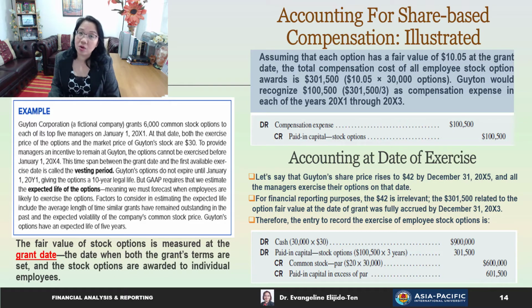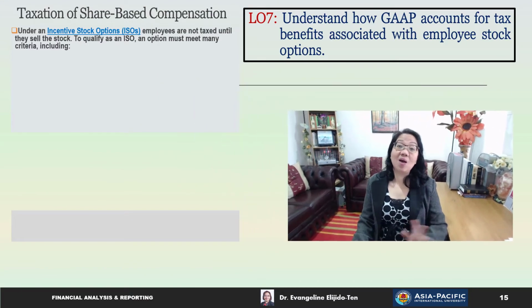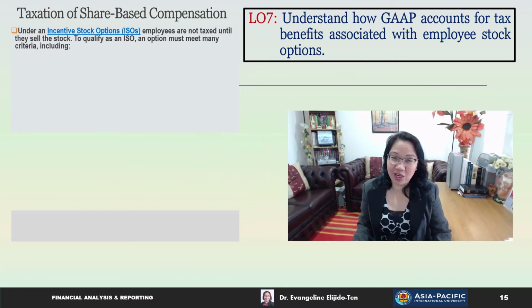And we'll also credit now paid in capital in excess of par. And this is going to be the difference between the amount of cash we received, $900,000, plus the paid in capital stock options of $301,500 minus the common stock par value of $600,000. So we'll credit paid in capital in excess of par for $601,500. Now let's move on to learning objective 7.